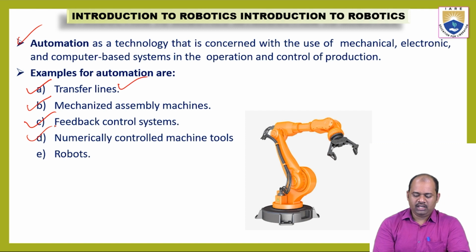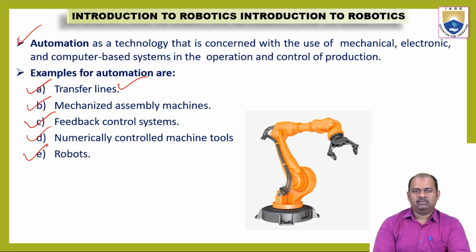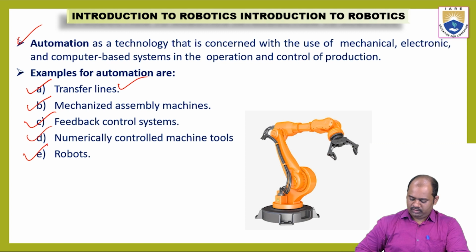And then numerical control machine tools. We have already seen CNC machines, which are widely used in mechanical industries, where they are controlled by a computer for doing different operations. And finally, robots. Robots are also a part of automation, where they can work on their own, moving one object from one place to another, and there are multiple applications where robots can be used.